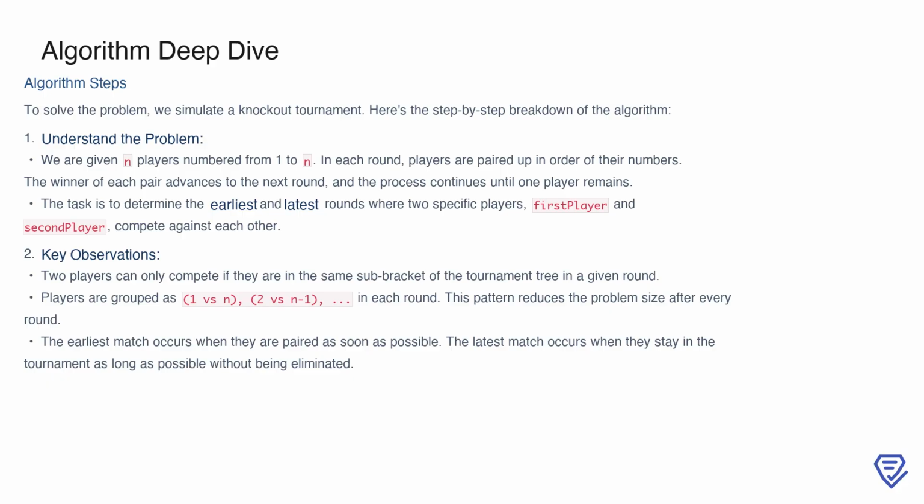The earliest round occurs when they meet as soon as possible, typically in the smallest subbracket where they belong. On the other hand, the latest round happens when they avoid elimination and meet in the final stages of the tournament.